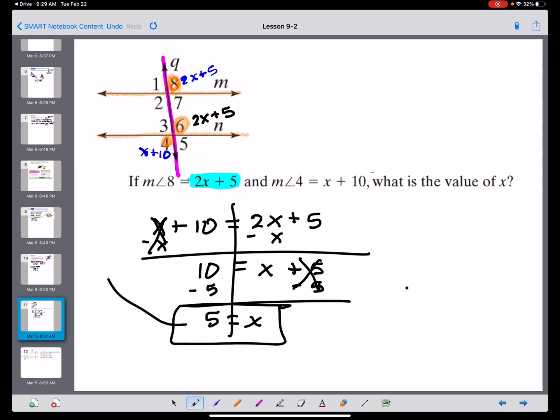I can even substitute that back in to know that the measure of angle 4 is 15, and the measure of angle 6, by putting a 5 in for x, would mean also 15, 2x plus 5. Now that's not really drawn to scale, is it?